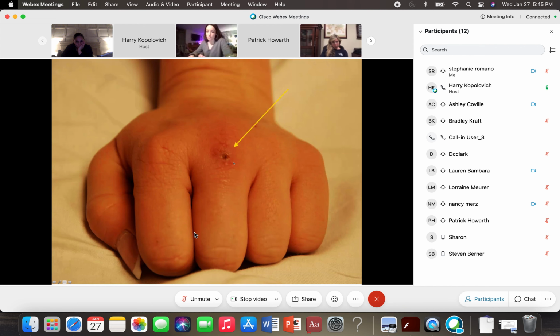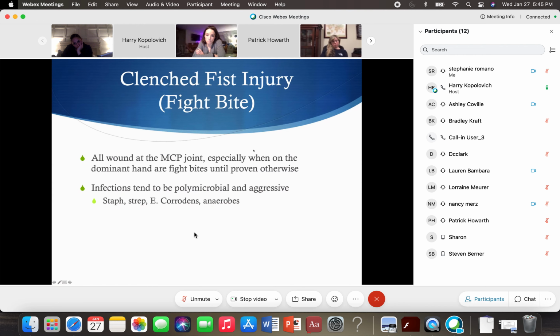This is a person that probably punched somebody in the mouth and resulted in a little bit of an abrasion or laceration of the metacarpal, right over the metacarpal. The reason why this comes up as a board question is because they want us in the ER to take care of these patients by giving them antibiotics. Even if they tell you, I just scraped it on a wall, you always want to treat patients that have any type of injury overlying the surface of the metacarpal as a fight bite until proven otherwise. Yeah, so all wounds at the MCP joint, especially on the dominant hand, are fight bites until proven otherwise.